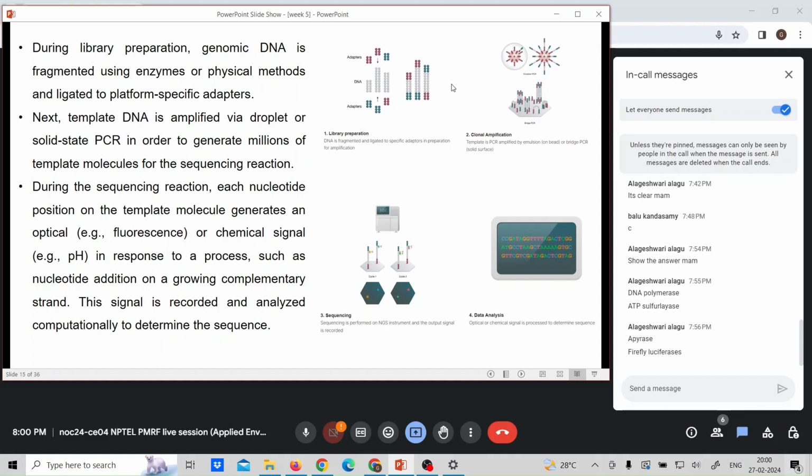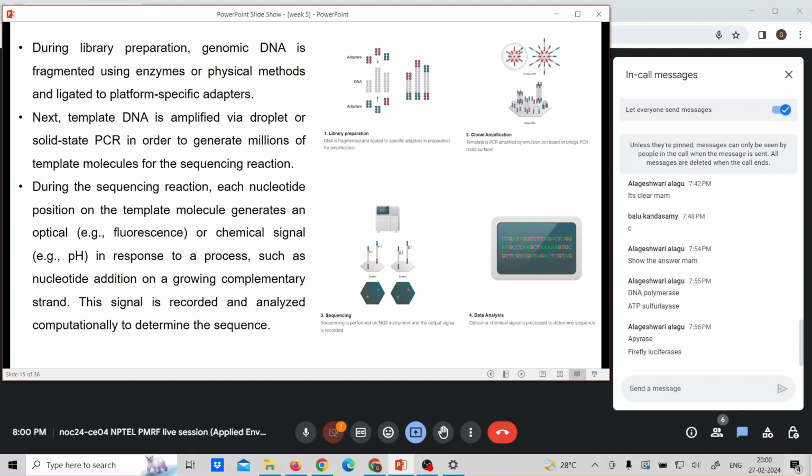After your PCR, you now have enough copies of DNA with which you can perform the sequencing. The output is recorded, and the fourth step will be data analysis. During library preparation, the DNA is usually fragmented using enzymes or physical methods and ligated to platform-specific adapters. Based on your platform, you have specific adapters to which it will be attached. After that, the template DNA is amplified via droplet or emulsion PCR, or solid-state or bridge PCR, to generate more copies for the sequencing.